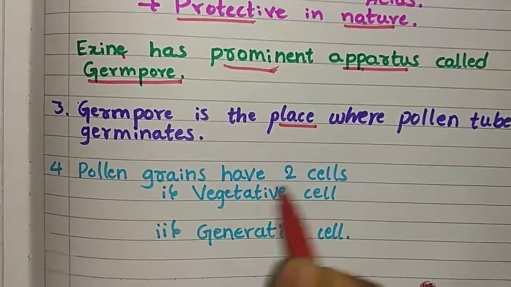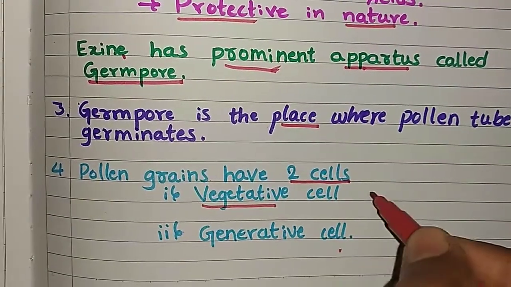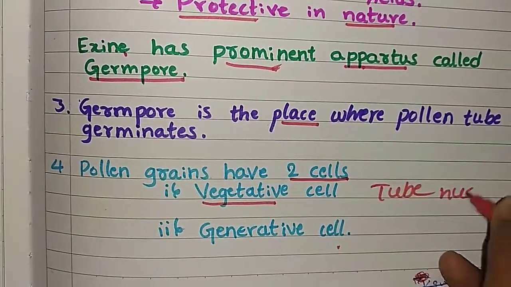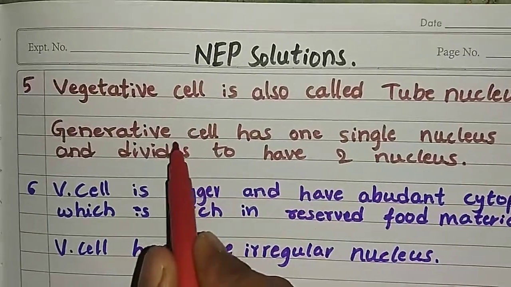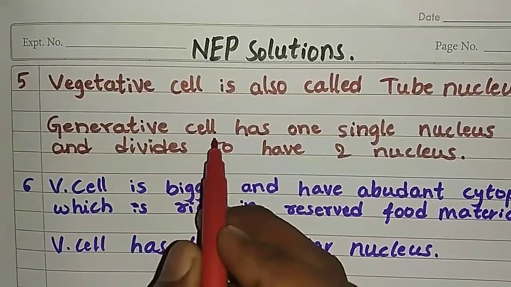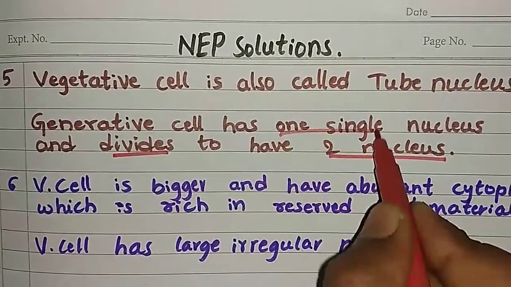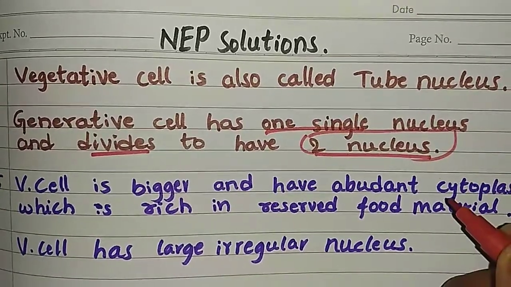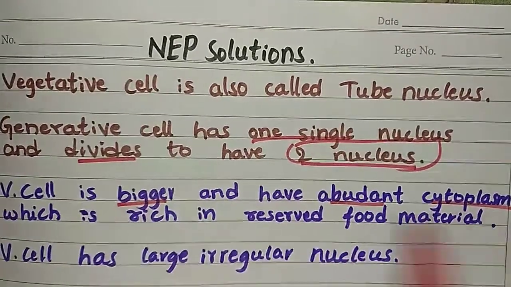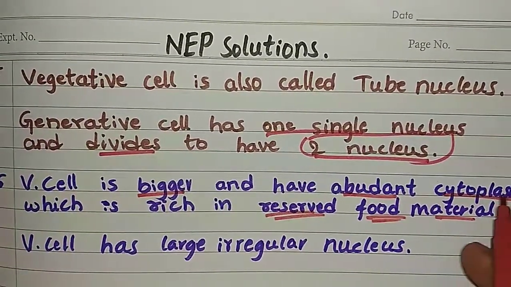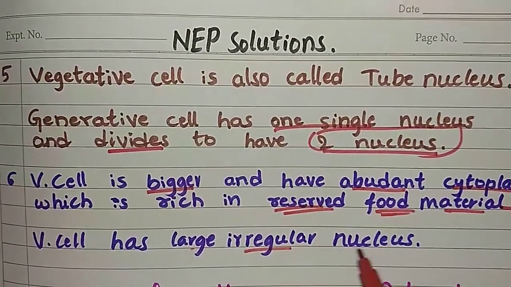Then the fourth point, pollen grains have two types of cells. One is the vegetative cell and the other is the generative cell. The vegetative cell is also called the tube nucleus. The generative cell has one single nucleus, and it divides to have two nuclei. Before division it has one nucleus, after division it will have two nuclei. The vegetative cell is bigger and has abundant cytoplasm, which is rich in reserved food material. The vegetative cell has a large irregular nucleus.